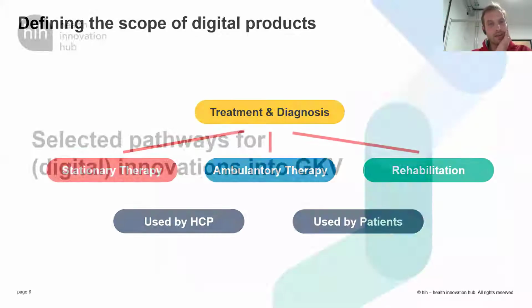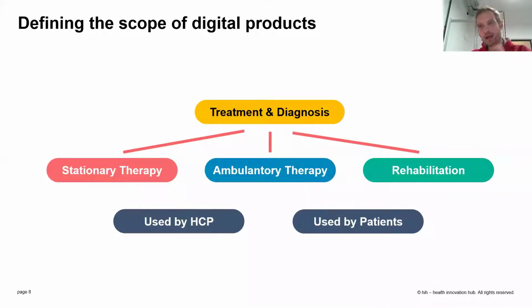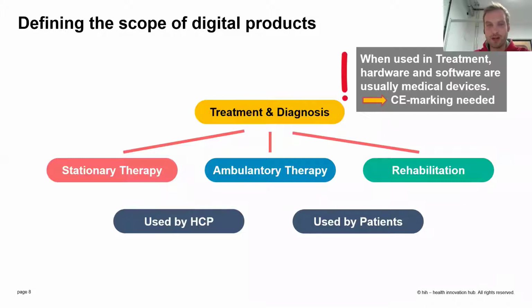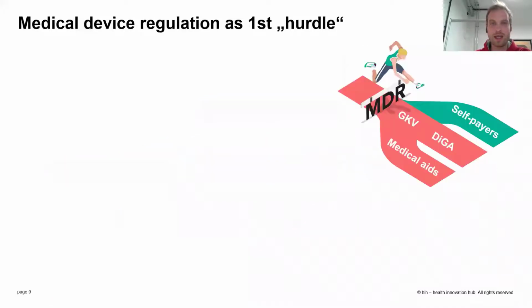So let's have a closer look at these different pathways. As I said already, the scope of the digital products is very important. What is also important is that when you're using your software in treatment, also together with hardware, it's usually a medical device. So you need a CE marking for this. And this is just a quick detour that we're taking here.